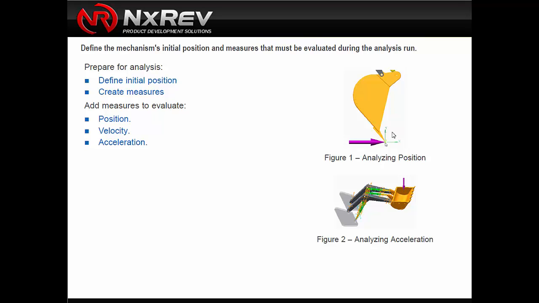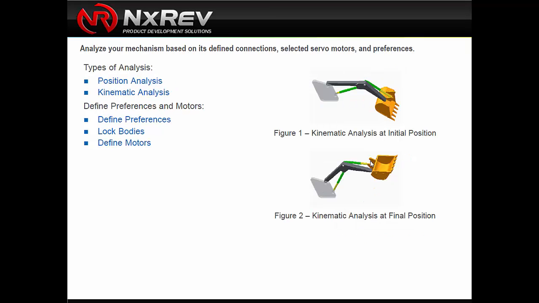When we do this, we can also set up and create measures. So again, if I want to know how far the tip of this bucket is getting from the rest of our assembly, maybe specifically a coordinate system on that assembly, the front of the vehicle, for instance, I can do that very easily by creating a measure. And then after I've created my measure, I run my mechanism through a mechanism analysis. Some of the types you can see here are position and kinematic analysis. I'll be running a position analysis on this assembly.